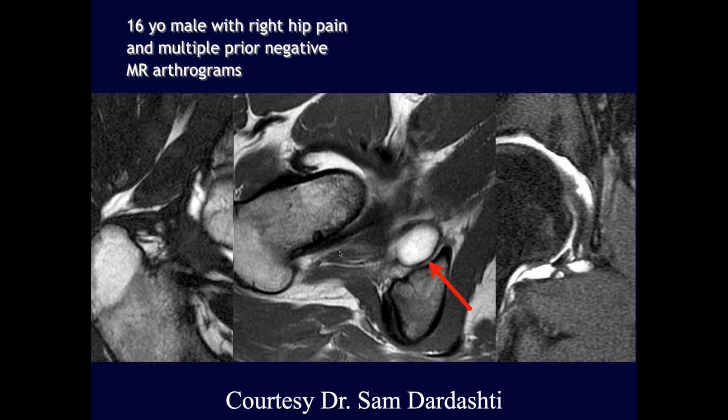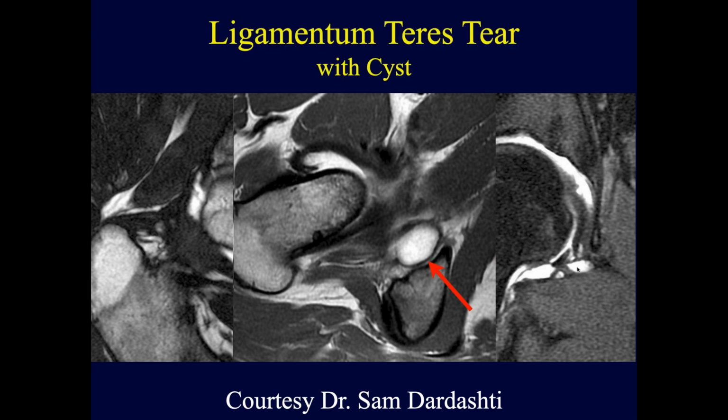They operated on this patient. The transverse ligament here was intact. What they found, however, was that the ligamentum teres down here was partially torn, and all these cysts were coming from the ligamentum teres. That looks like a ligamentum teres. But how does that happen in a 16-year-old, unless it was a trauma?